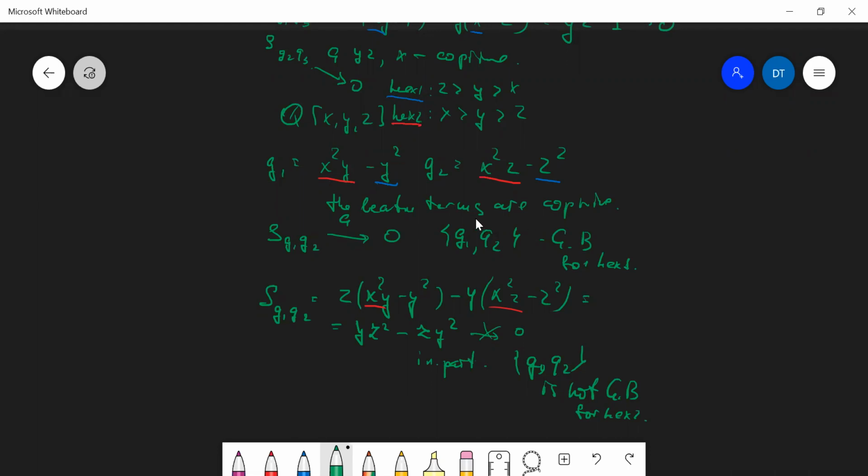And sometimes it's clear how to find a better order. For example, in this case, why did I choose this order? Because then these are the leading terms and they're coprime, and that's it. Actually, I can use a different ordering of the variables: z, then x, then y. Then this becomes the leading term of the second polynomial, but they are still coprime and we automatically get a Grobner basis. So that's not the only order where this trick works.